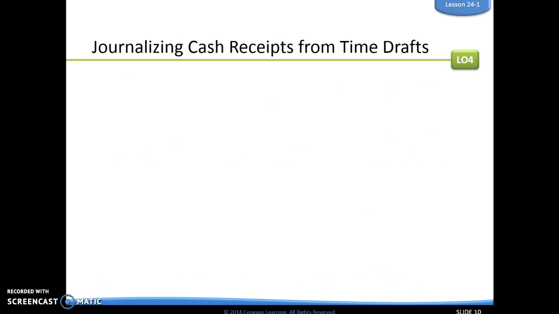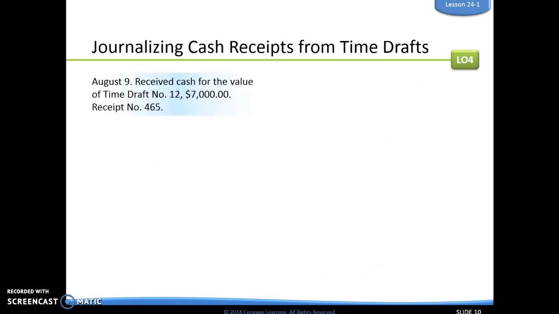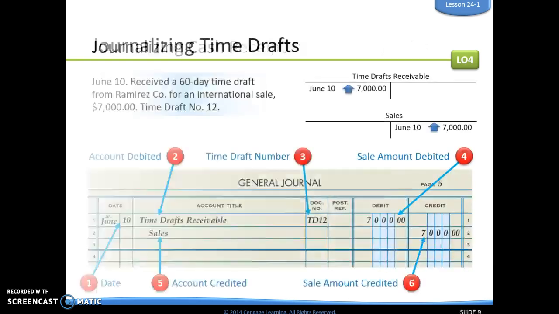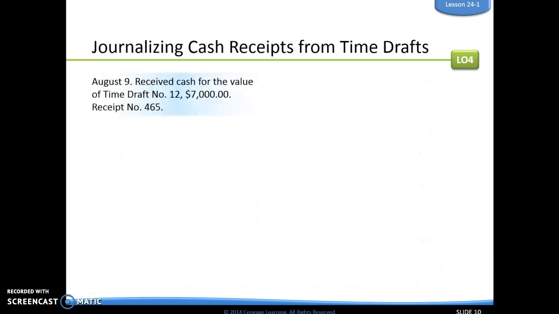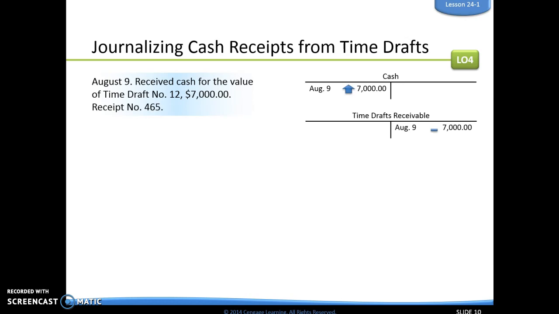Okay, last journalization is cash receipts then from that time draft. On August 9th, we received cash for the value of time draft number 12, $7,000, receipt number 465. So again, this is a lot like accounts receivable. In that one before, it's like they bought something on account and now they're paying us for it. So we're going to debit cash, we're receiving cash, and we are going to credit our time drafts receivable.